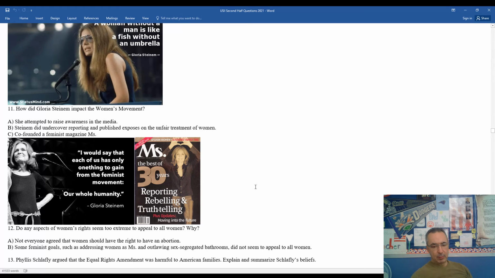Do any aspects of the women's rights seem too extreme to appeal to all women? Not everyone agreed that women should have the right to have an abortion, for example. There's still some, especially on the Christian right, who still oppose abortion, and they're pro-life in their views and beliefs. Other feminist goals, such as addressing women as Ms. and outlawing sex-segregated bathrooms, did not seem to appeal to all women.